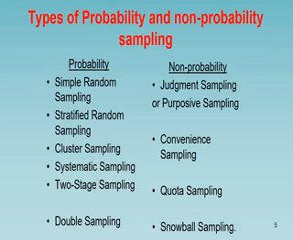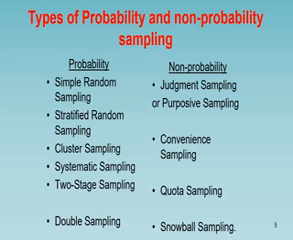Now let us look at some of the major probability sampling techniques and non-probability sampling techniques and study them one by one. First is the simple random sample. Then stratified random sampling, then cluster sampling, systematic sampling, two-stage sampling extended to multi-stage sampling, and double sampling. So these are different types of probability sampling techniques. There are several others, but these are the main probability sampling techniques that we generally utilize in collecting a sample from a population.